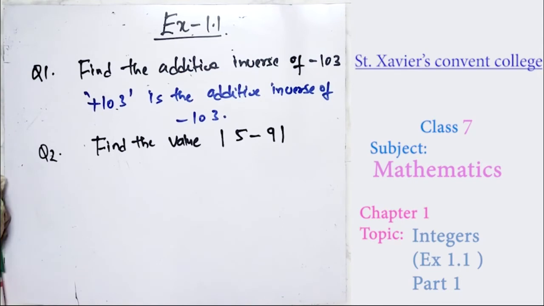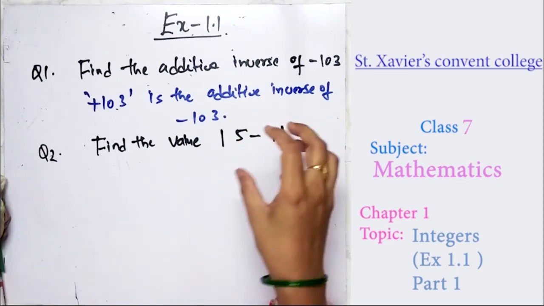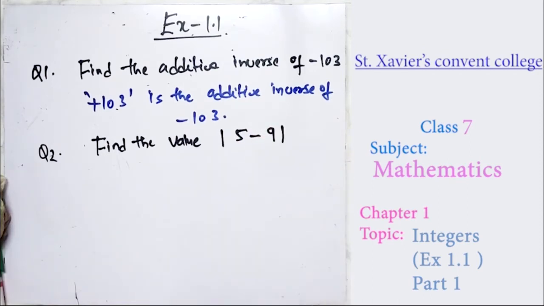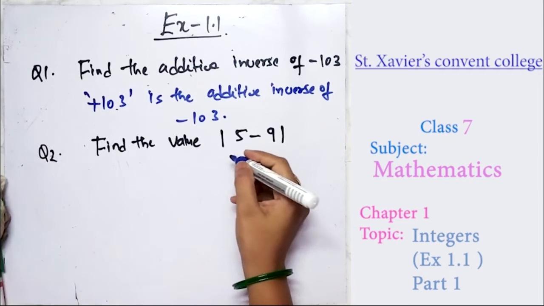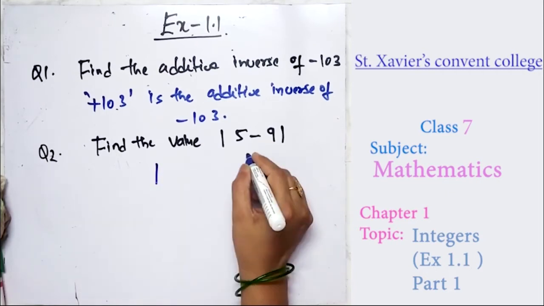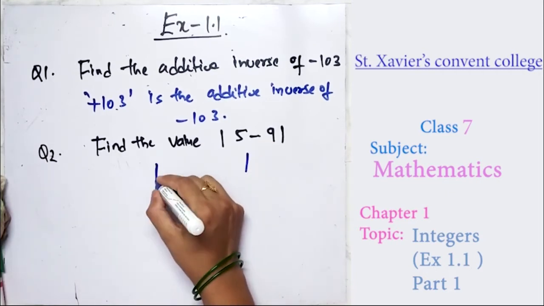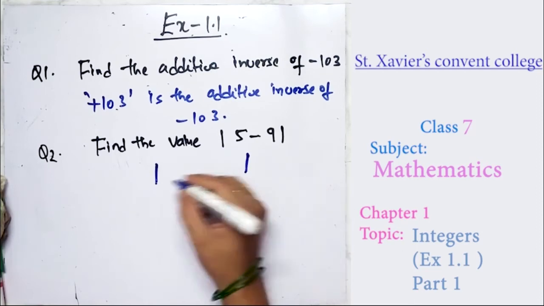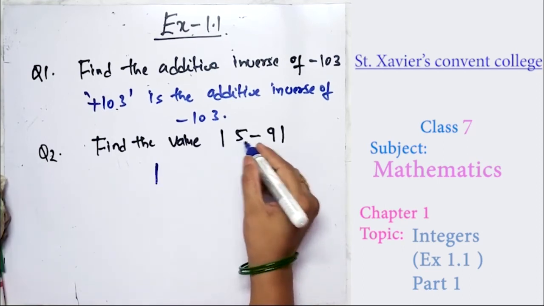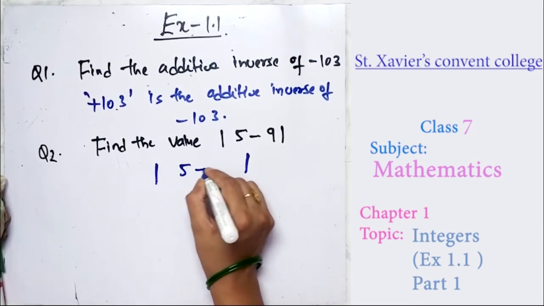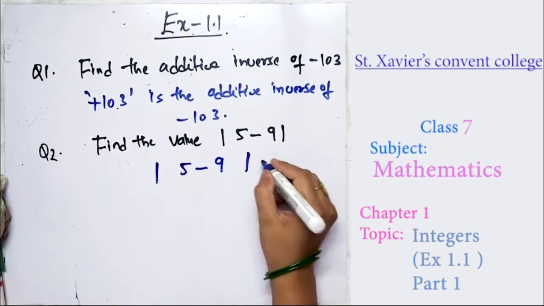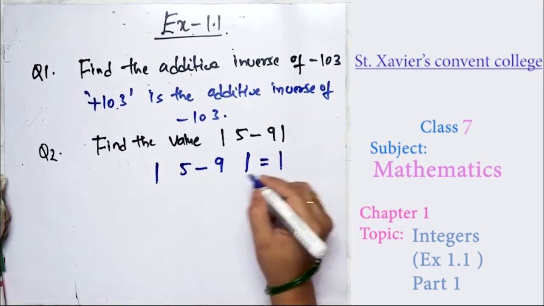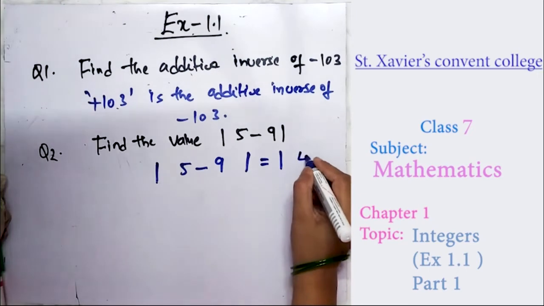As I told you in the explanation of this chapter, whenever you have a modulus sign, you deal only with the absolute value. So first, in this modulus, the absolute value, these two parallel lines, |5 minus 9|. 5 minus 9 gives you 4.